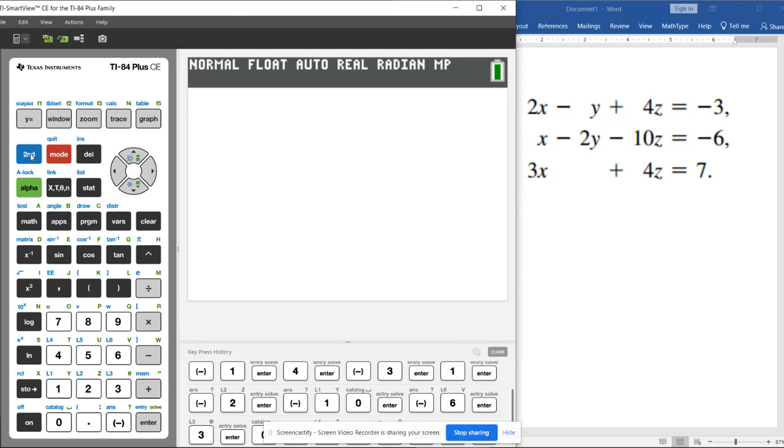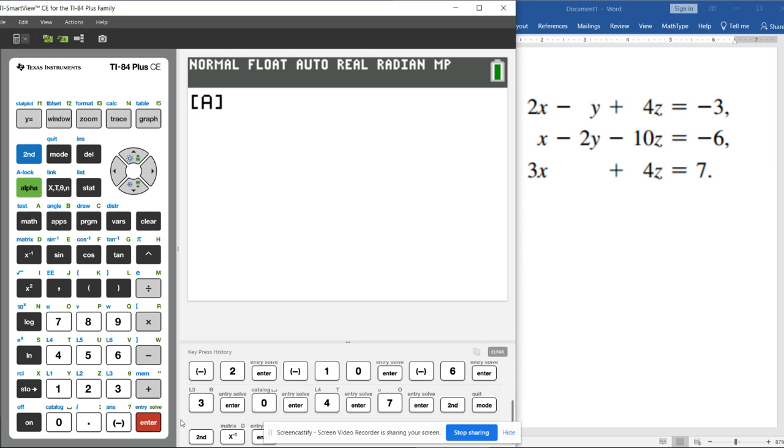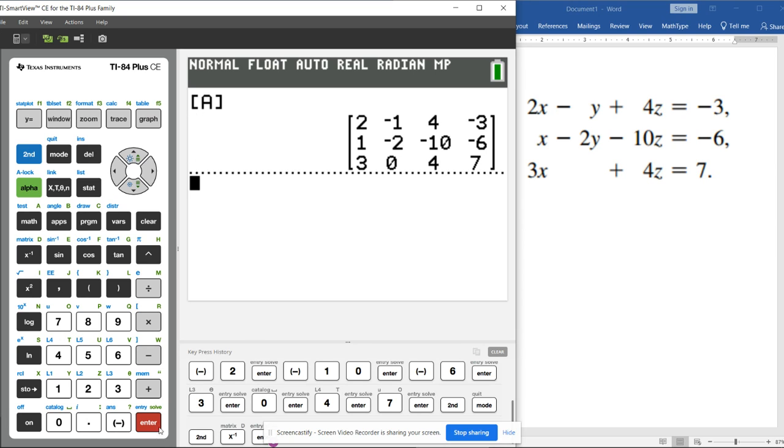So let's look at going back in. If I hit second matrix, matrix A, you notice now it shows that matrix A is a 3x4 matrix. I'm going to hit enter here, and that'll put it on my main calculator screen. Hitting enter again will show me my matrix. So this is your opportunity to check that you've typed all of your coefficients correctly. 2, -1, 4, -3, 1, -2, -10, -6, 3, 0, 4, 7.